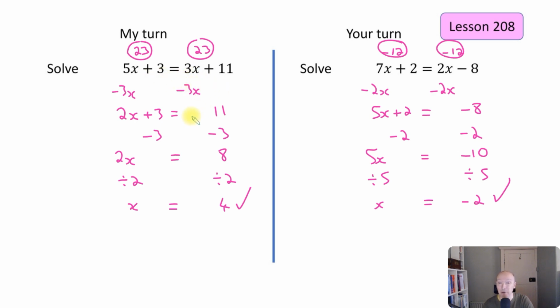But with practice and time, you'll get better and better at these, and that's just something that needs a bit of work occasionally to go through. Right, let's move on.